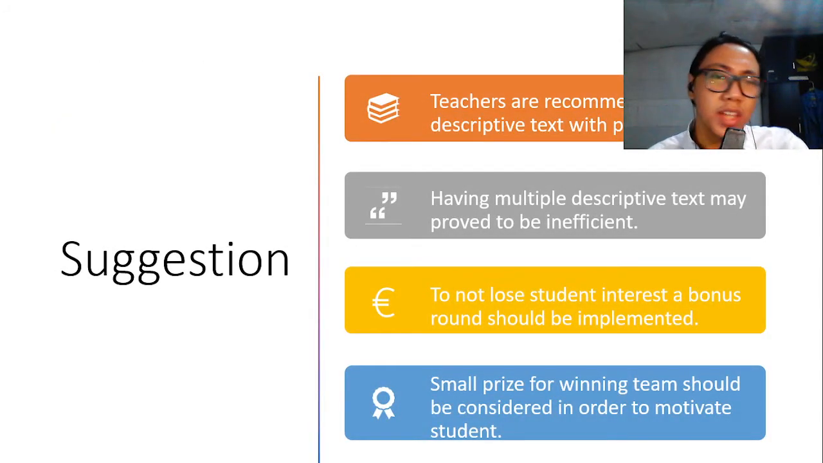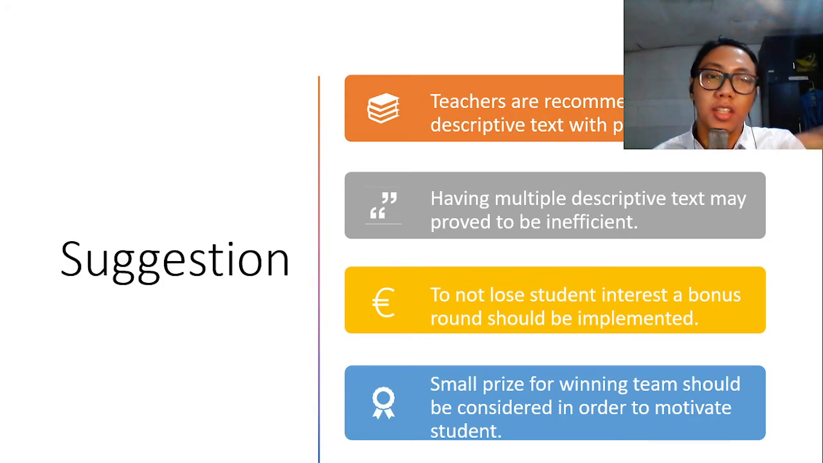So, what are the suggestions for teachers in this scenario? Teachers are recommended to find a descriptive text with plenty of material, with more vocabulary that is difficult in nature. The second is that having multiple descriptive texts may prove inefficient, because multiple texts will split the students' focus and create an ineffective method.